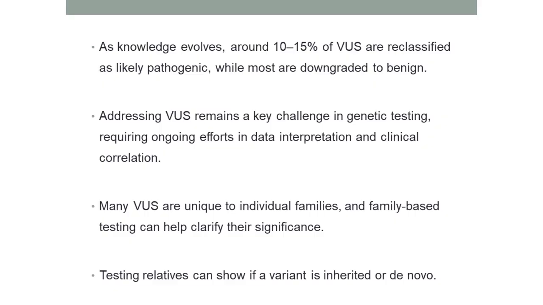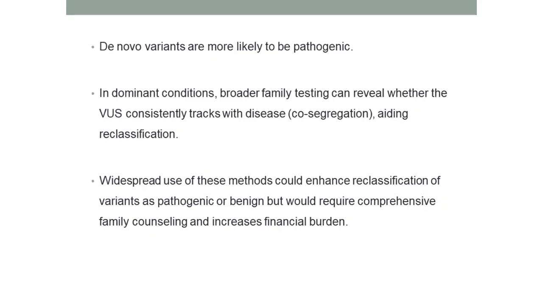Many VUS are unique to individual families, and family-based testing can help clarify their significance. Testing relatives can show if a variant is inherited or de novo. De novo variants are more likely to be pathogenic. In dominant conditions, broader family testing can reveal whether the VUS consistently tracks the disease, that is co-segregation, aiding reclassification. Widespread use of these methods could enhance reclassification of variants as pathogenic or benign, but would require comprehensive family counseling, and this also increases the financial burden.